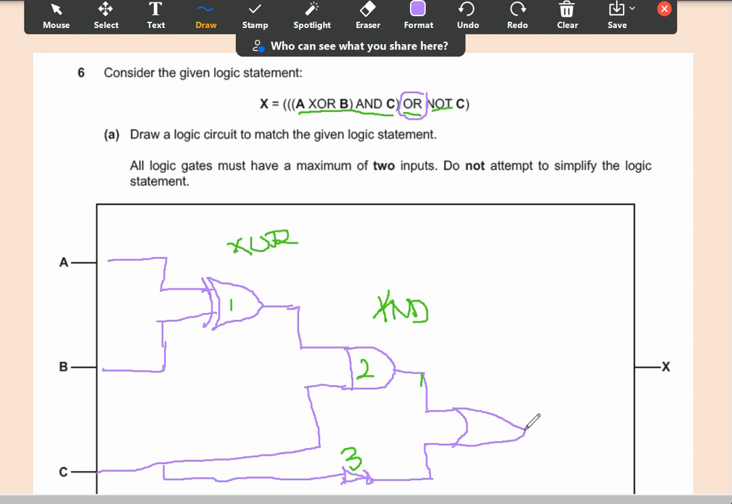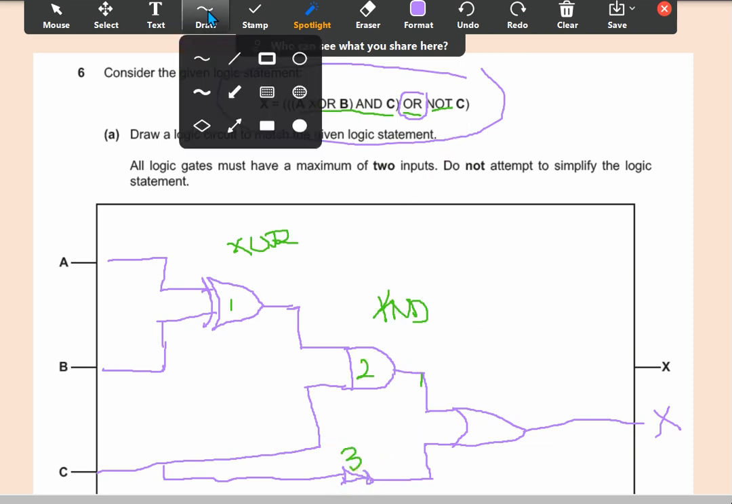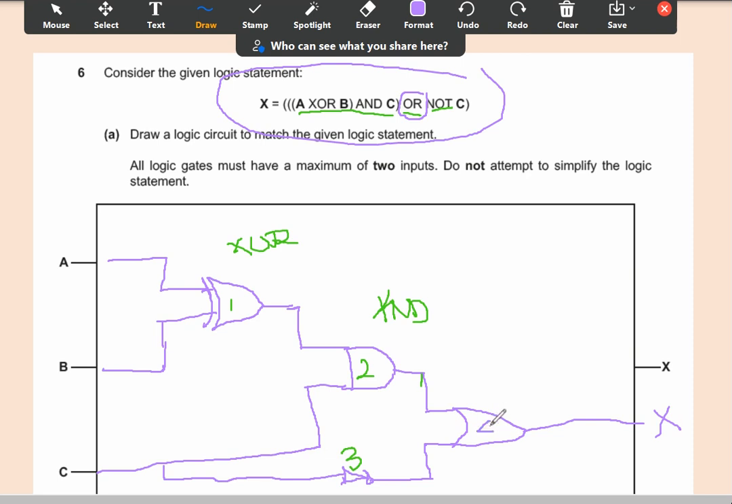This is now the output, but it must go to the X actually. You can also just draw the X here. Okay, that's it. So therefore, this is now the logic circuit of this logic statement. From the A XOR B, gate number 1, to the AND for the A XOR B and C, gate number 2, NOT C, gate number 3, and the last gate, gate number 4, is just simply the answer for everything, the A XOR B and C or NOT C, to have the output of X.